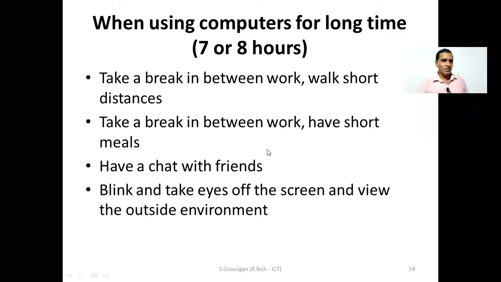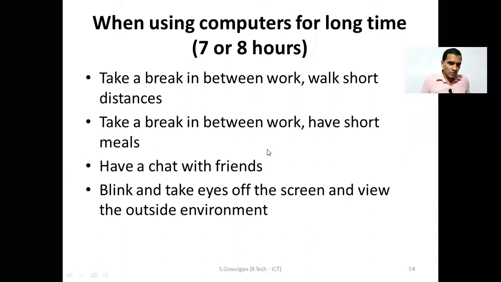Then, of course, you can chat. You can have a chat with your friend. If your friend is around you, you can chat, or make a call and have a chat, because you need to relax. That is a good activity. You can chat with family members, maybe friends. It is okay, right? That is another one.